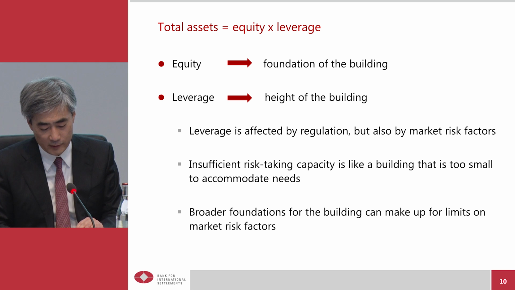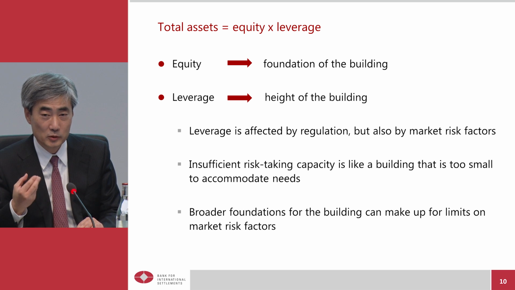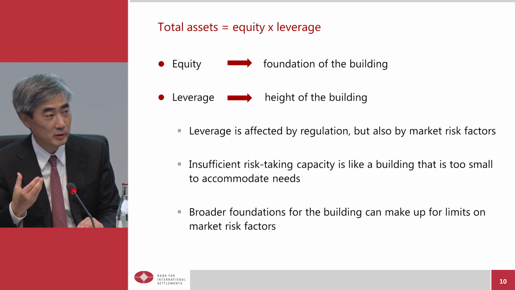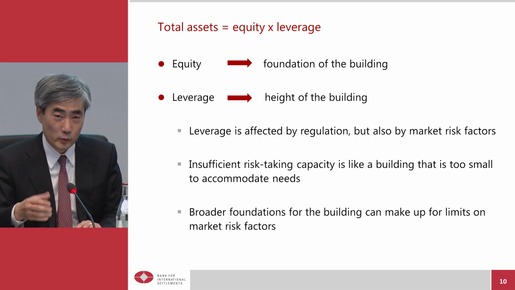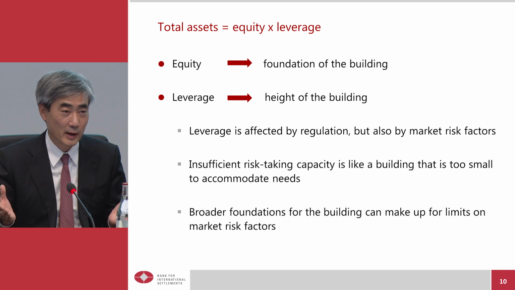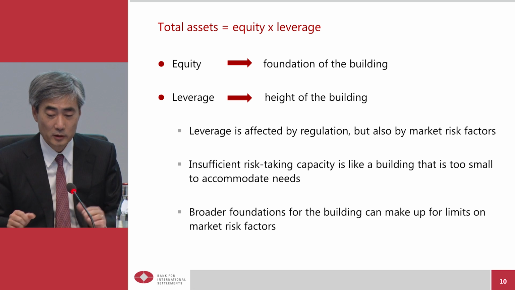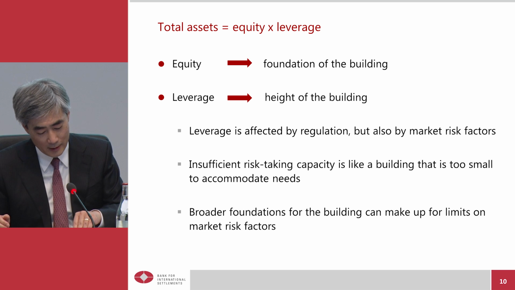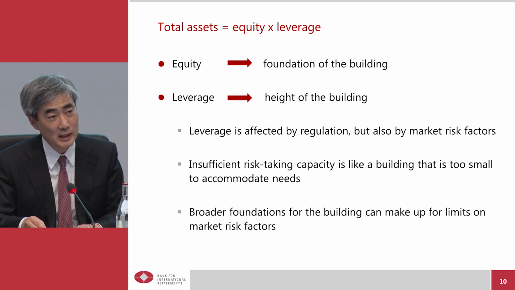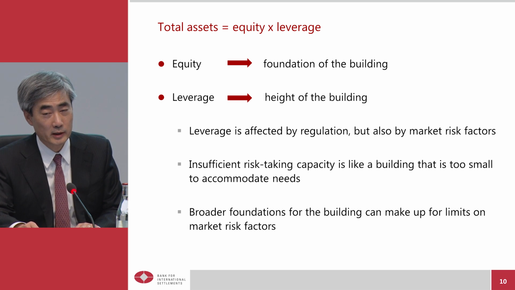Now, when we discussed the failure of covered interest parity, we discussed how that may be due to the impairment in the risk-taking capacity of financial intermediaries. And so we should consider how the risk-taking capacity of the intermediation sector is actually determined. Now, by definition, total assets is the product of equity and leverage.